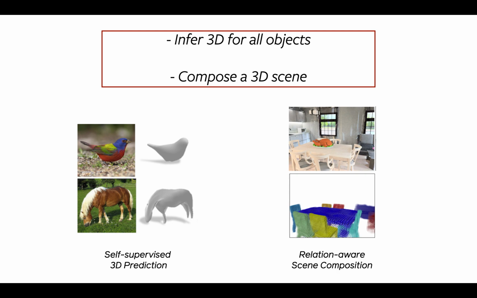And then subsequently, that it's really important to be able to reason about the relationships between these different objects when we are trying to compose a coherent 3D representation of the entire scene. That it really helps to reason about, let's say, where the table is with respect to the chairs in this image.